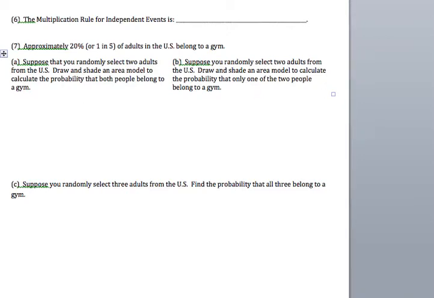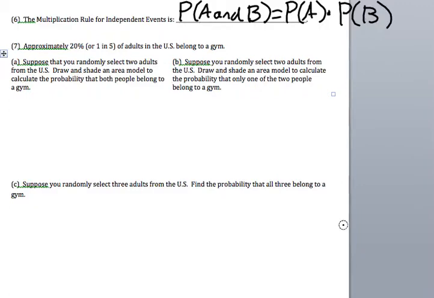Rule for independent events, also known as the probability of A and B, equals probability A times probability B. Right.